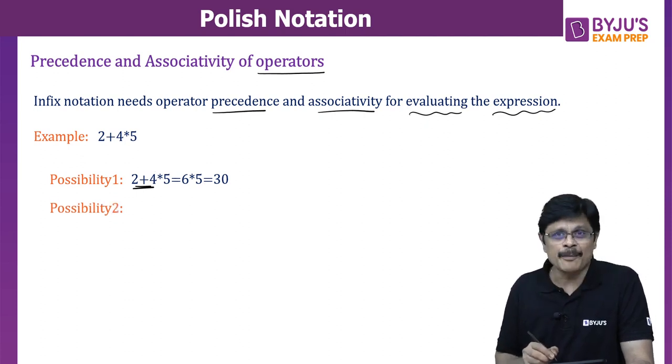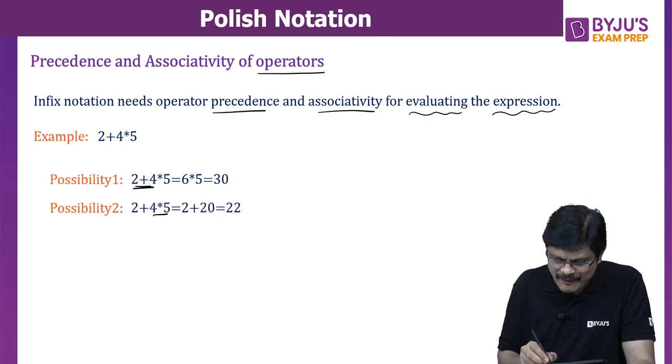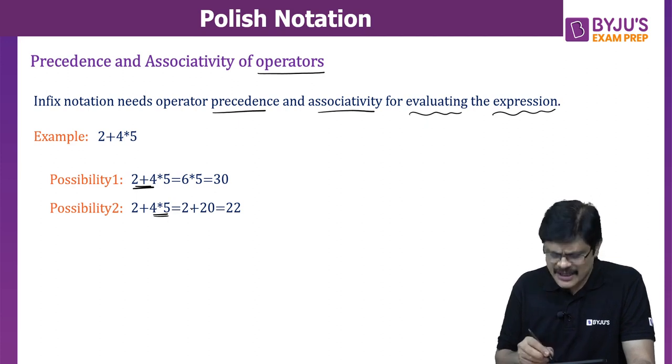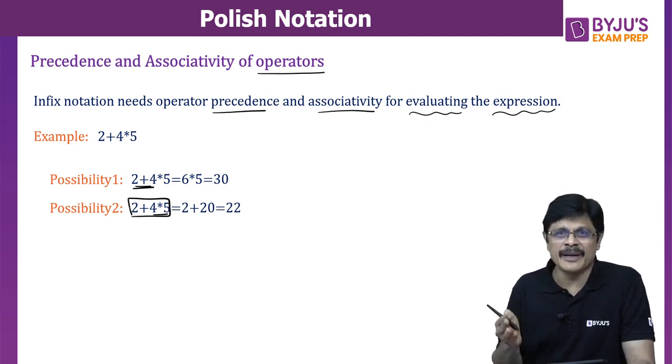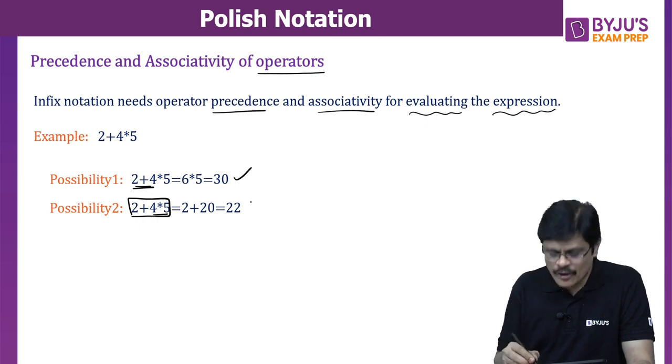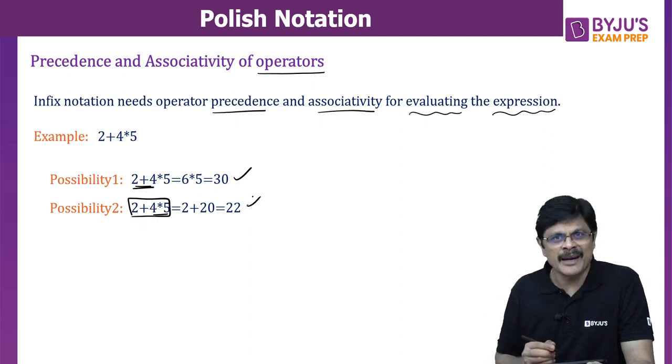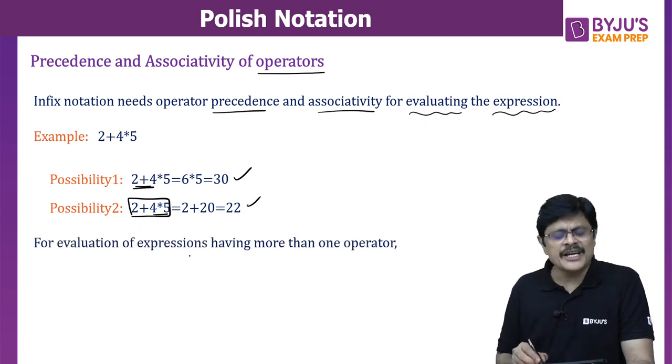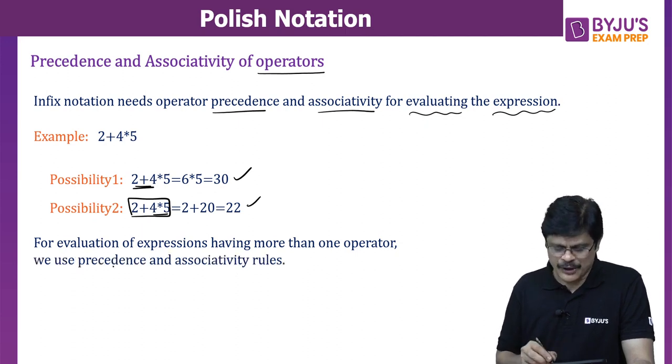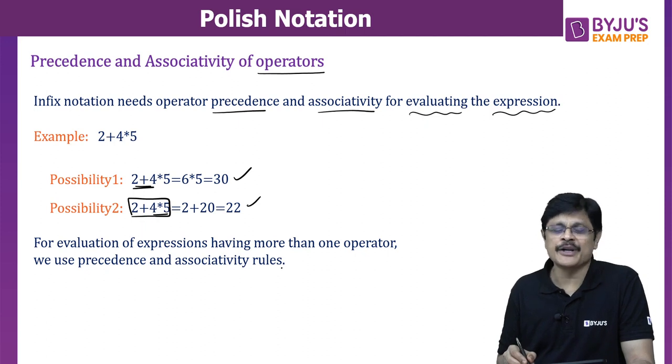Or the second possibility is, first you can multiply 4 and 5, the result is 20, that can be added to 2. Generally this is the correct precedence, my dear friends, because we know that multiplication is having higher precedence than addition. But if you do not have this precedence, this way it can be solved or this way also it can be solved. Am I clear? So for evaluation of expressions having more than one operator, we use precedence and associativity rules.